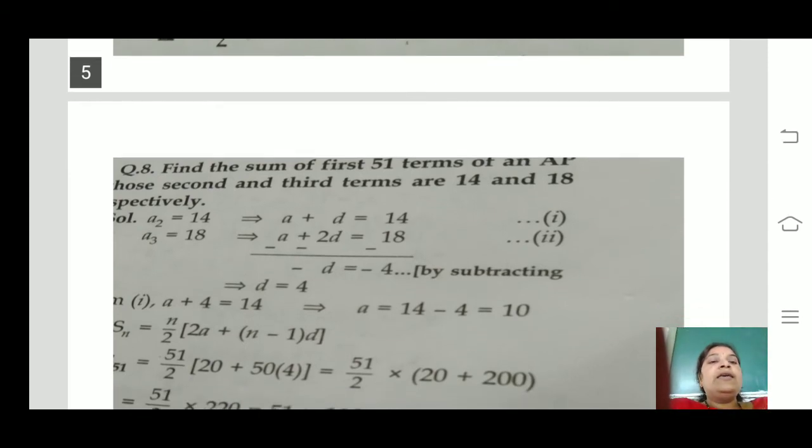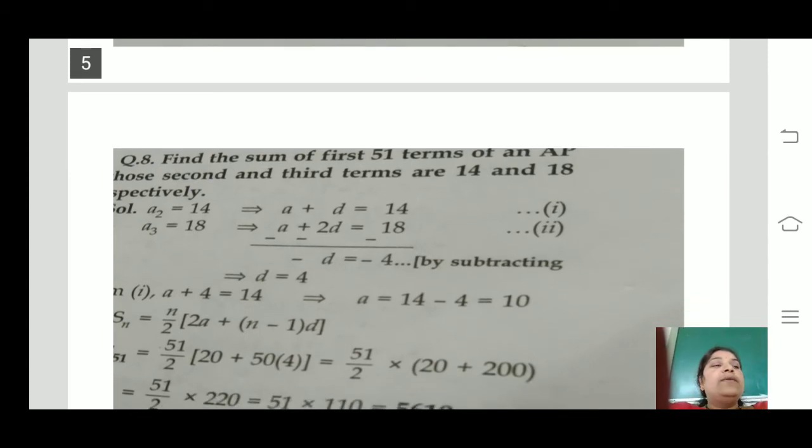1 into d equals to 14. Secondly, we have a3, that means a plus 2d, that is equal to 18. Hence, d will be 4.